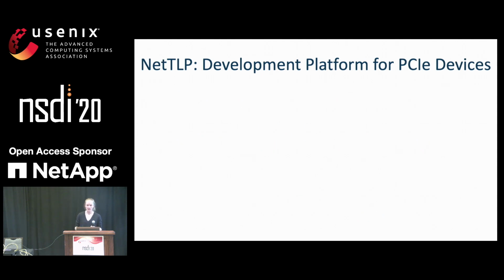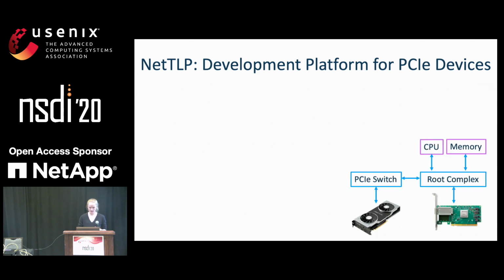So the next talk in the session, we leave the data center, and it's called NetTLP, and it focuses on PCIe devices. So the first question you might ask is, what is PCIe? PCIe is an interconnect that allows devices on a machine, such as a GPU or a NIC or an accelerator, to interact with your CPU or memory or with each other. So basically, all the parts in this figure that are in blue are PCIe.